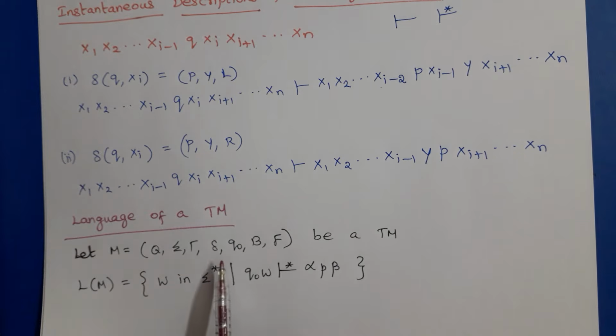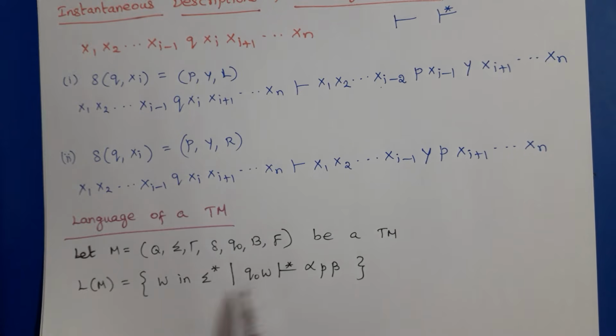Then the language of a Turing machine. So let M is equal to (Q, sigma, gamma, delta, q naught, B, F) be a Turing machine. Then the language of the Turing machine is represented by L of M is equal to the set of strings w in sigma star, the set of strings w chosen from the input alphabet, such that the condition is q naught w, where q naught is the start state, right?